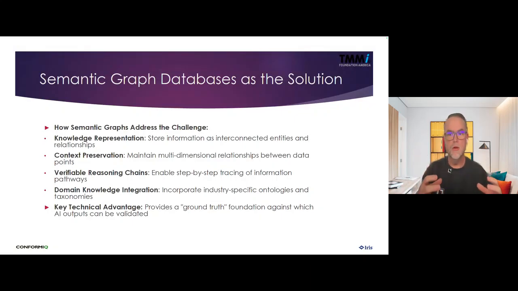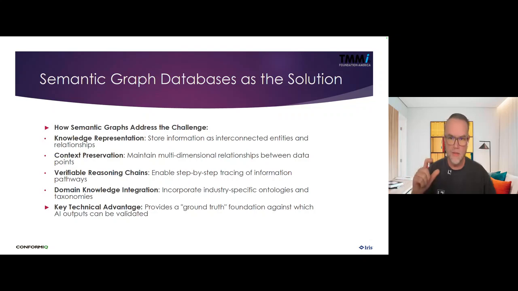And those relationships mirror how humans actually think about the world. And this is a crucial piece of the puzzle because it allows us to move beyond statistical prediction models, the traditional AI applications, to structured knowledge foundations that can be verified, traced, and expanded over time. The other big thing that graphs allow you to do is preserve context.